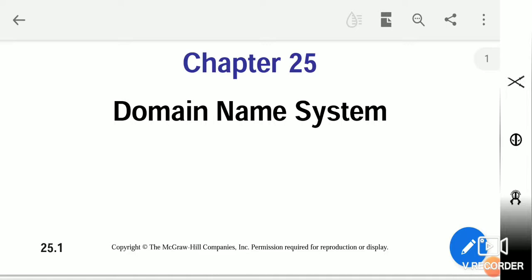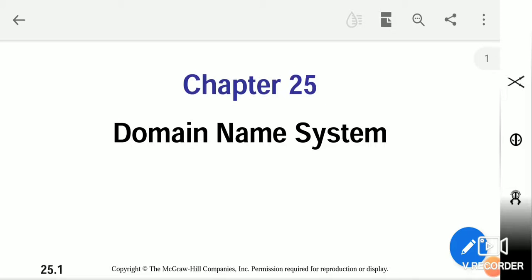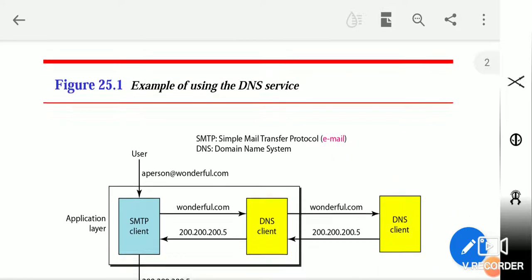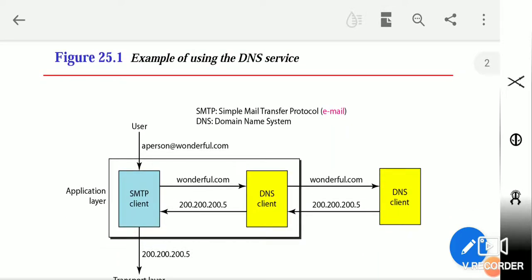So what is the major purpose of DNS? It is going to map. It is not just conversion, conversion is the wrong term. DNS maps the domain name to its equivalent IP address. This is called DNS resolution. The process of mapping the respective domain name to a respective IP address is called domain name resolution. We'll see this with an example, the example of using the DNS service.